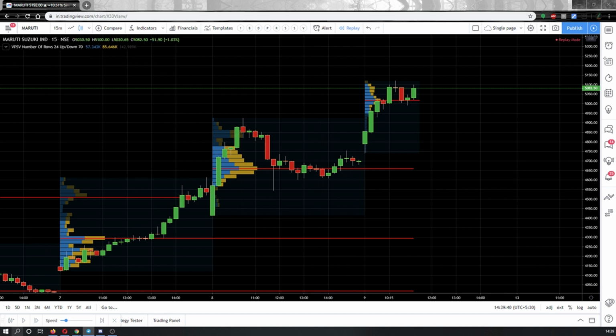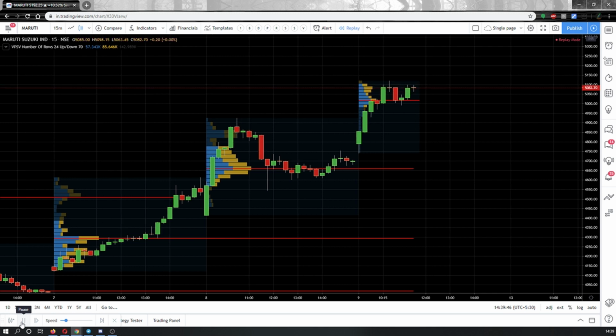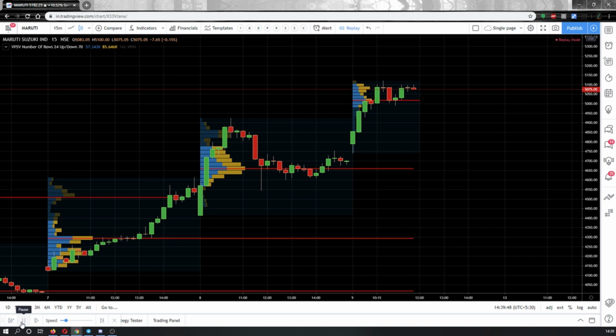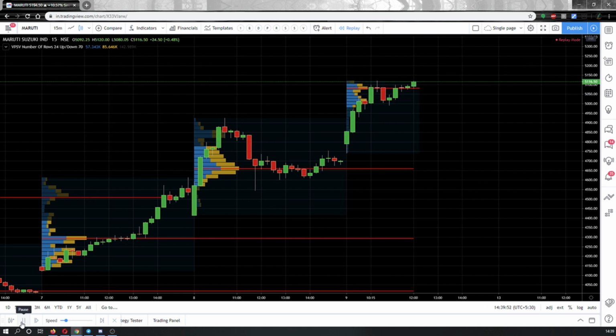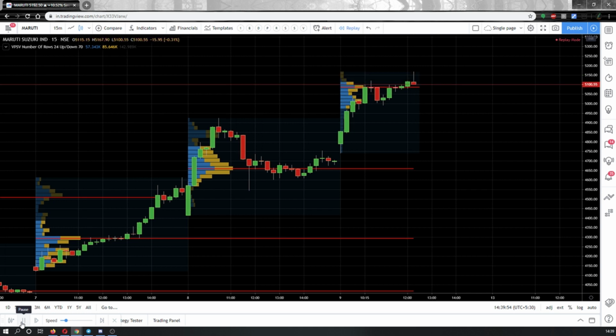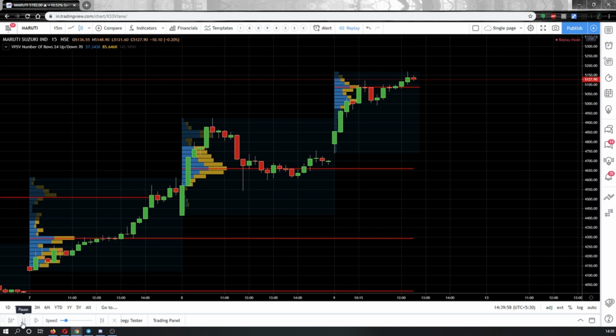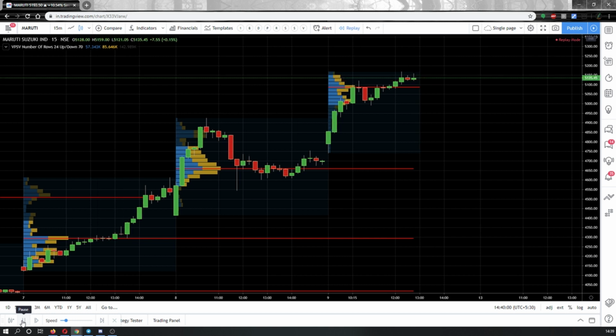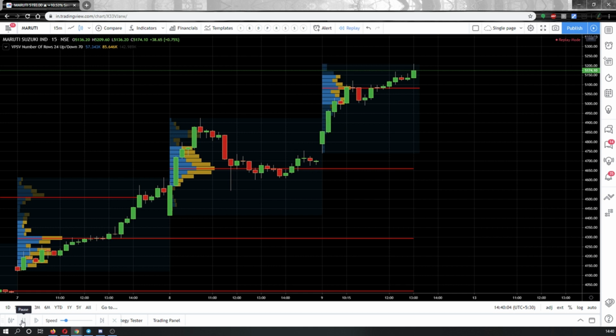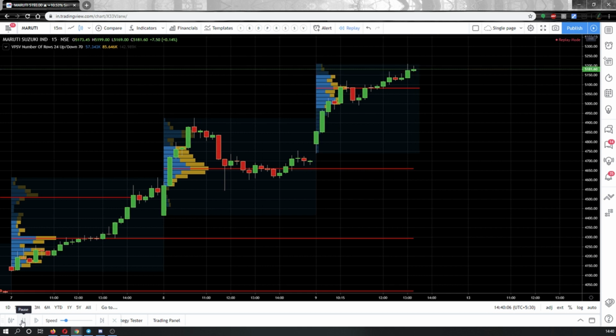Okay, so let's play it again and let's see how the move is happening. I will not pause the video anymore. Just have a look at the POC and how it is behaving. Until the POC is breached in the downward direction, we are bullish. See, the POC is not being breached in any of the candlesticks. All the candlesticks are closing above the POC and trading above the POC.